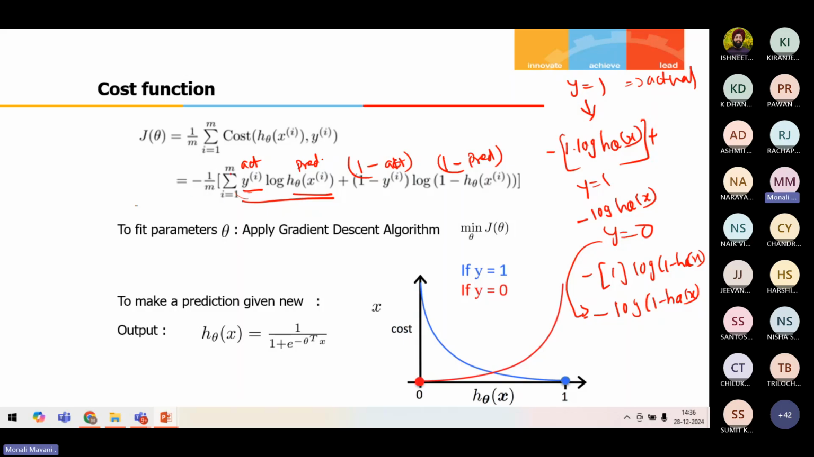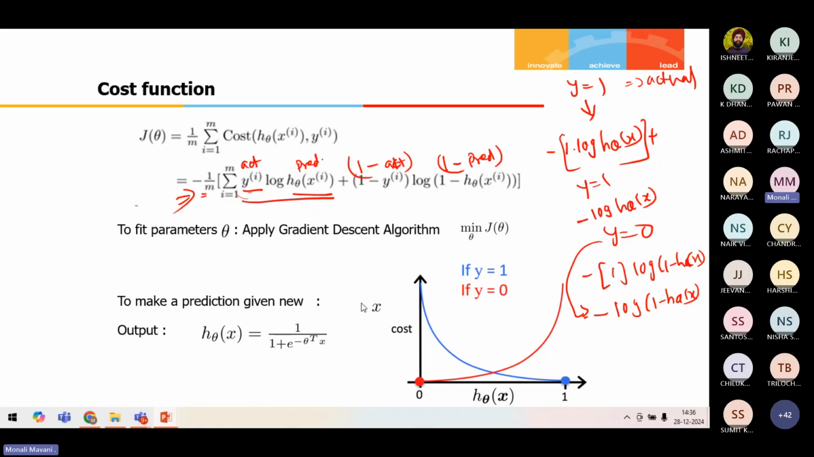And then we are iterating over all the training examples. You're applying this cost function to all the training examples. So it's a summation, and then we are taking the average, so it's minus 1 by m. This is the cross entropy, the binary cross entropy function.